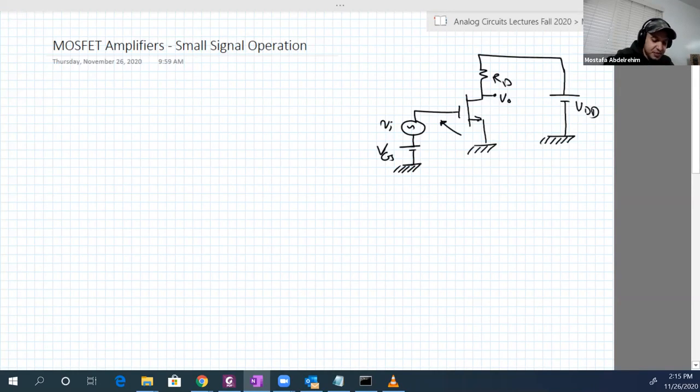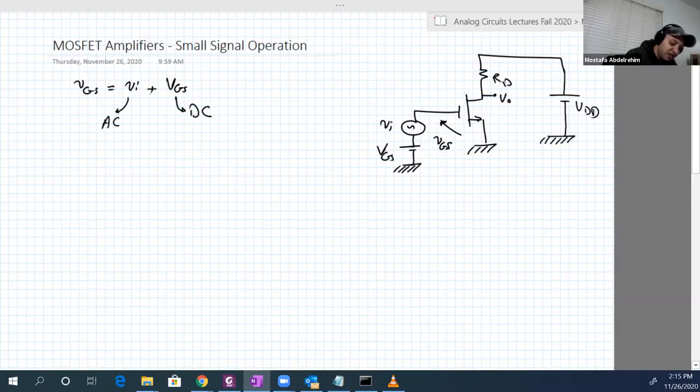So you can say the DC portion of VGS and the AC portion of VGS. The input here is v_gs, where VGS is equal to V input plus capital VGS. This is pure DC for the Q point, and this is pure AC, the signal to be amplified.